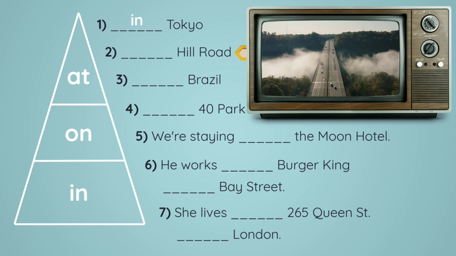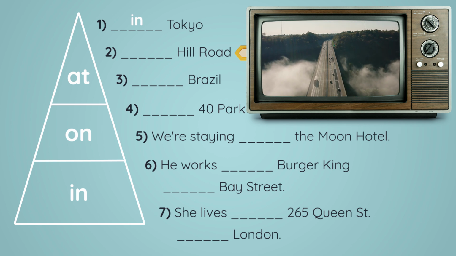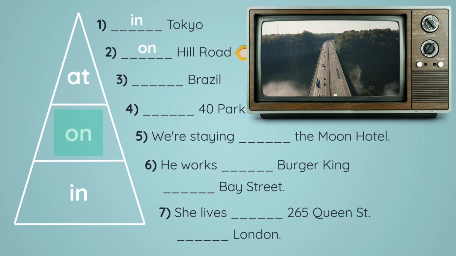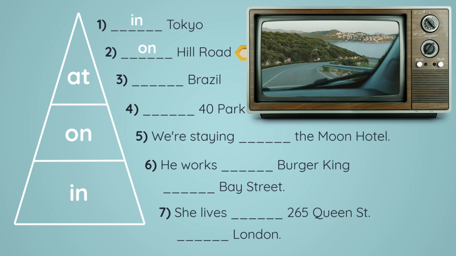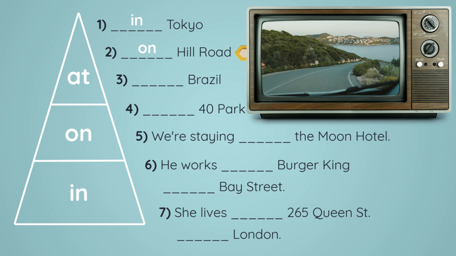Next, number 2. I live, blank, Hill Road. What would you say there? I live on Hill Road. So we said at is the specific one. On is for things like also the horizontal kind of places, like roads and streets and rivers. The floor that you live on, we say on.